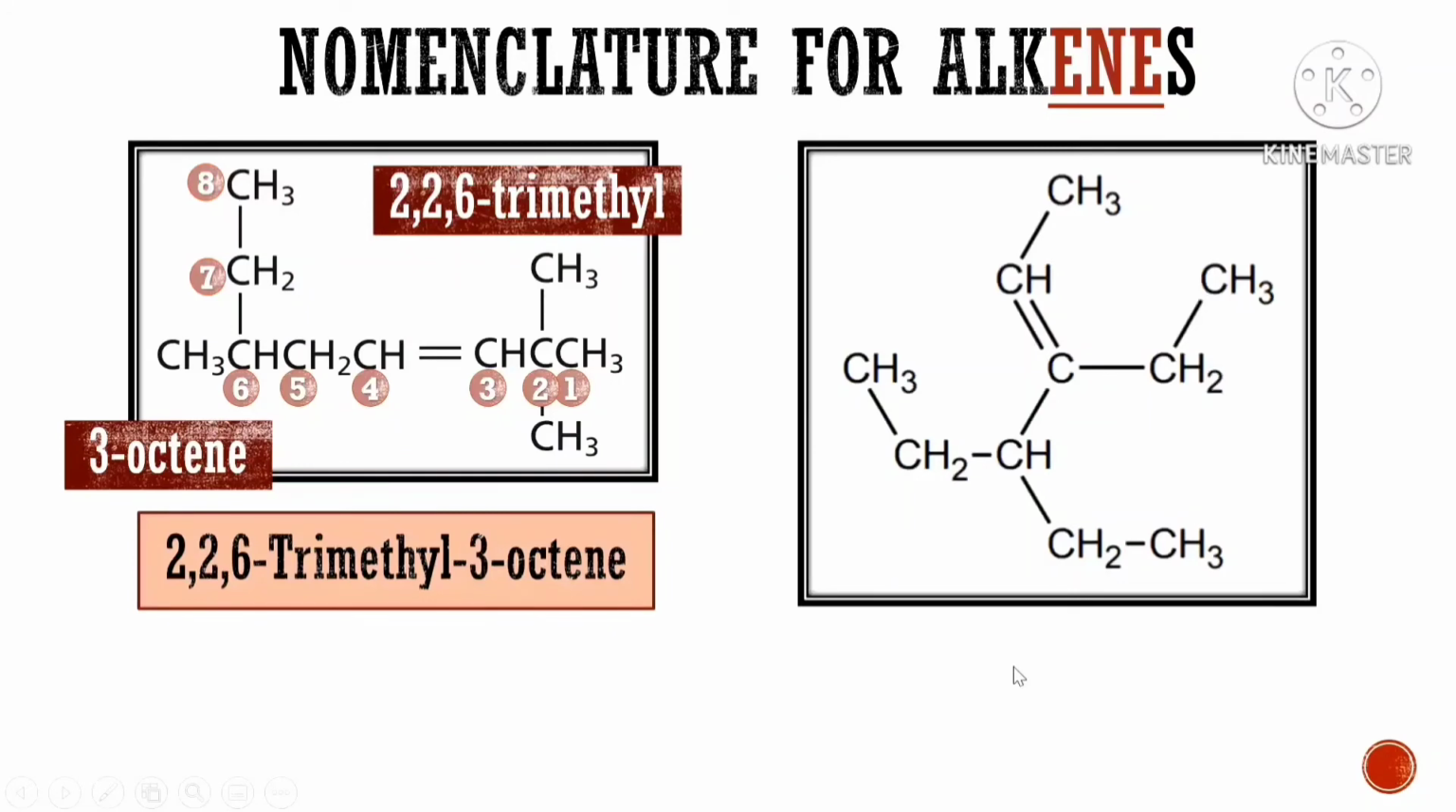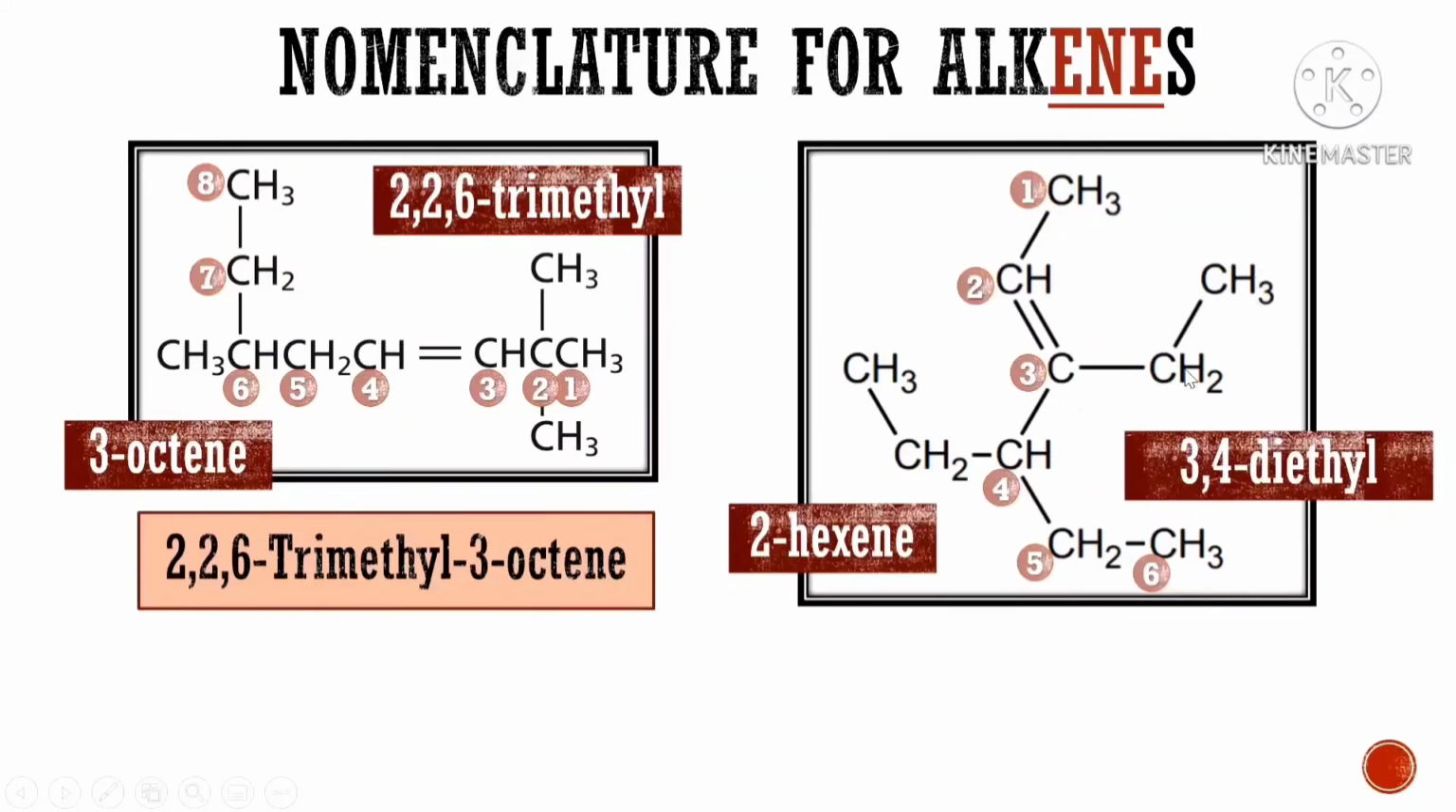How about for this example? Can you spot the parent chain right away? So we have 6 carbon atoms. We start numbering from the top to give priority to the double bond. Since there are 6 carbon atoms in the parent chain, it's a hexene, and the double bond is located between carbon number 2 and 3, so we write 2.